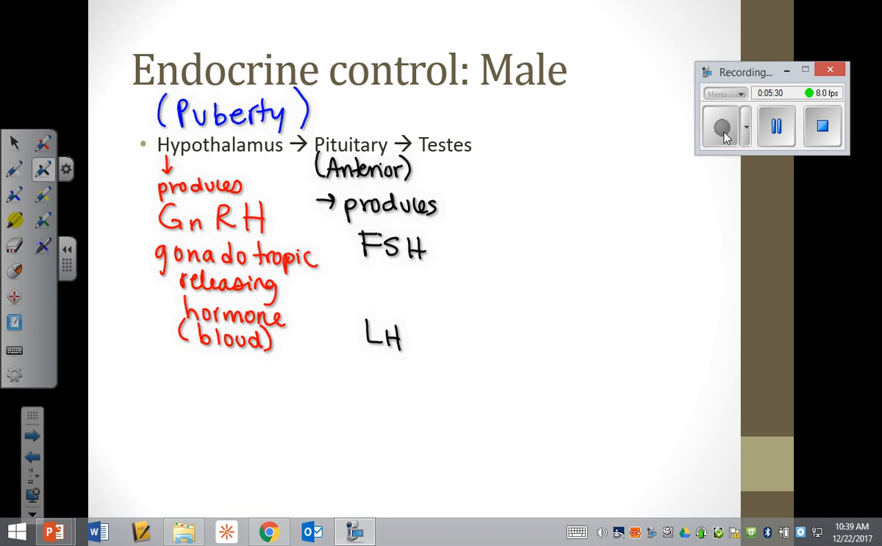And when I tell you the names, you're going to say, huh, that doesn't really sound like it has anything to do with a male. And it's because the names of the hormones go really well with what they do in a female, let's say, but maybe less well with what they do in a male. FSH stands for follicle stimulating hormone, and LH stands for luteinizing hormone.